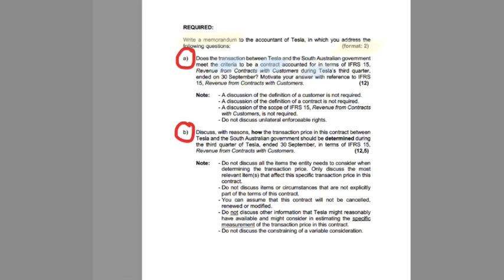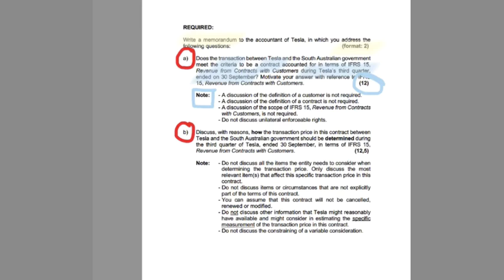When are we asking? During Tesla's third quarter, which ends 30 September. Motivate your answer with reference to the IFRS 15, and then very important, they give you a note. Now, IFRS 15 is quite a broad standard, so we always try to narrow it down because otherwise you can write a lot. So you have to look at the note to see how we try to narrow it down. What do you need to discuss? Another thing that is important to look at is the mark allocation and the time allocation, just to give you an indication of how much you need to write.